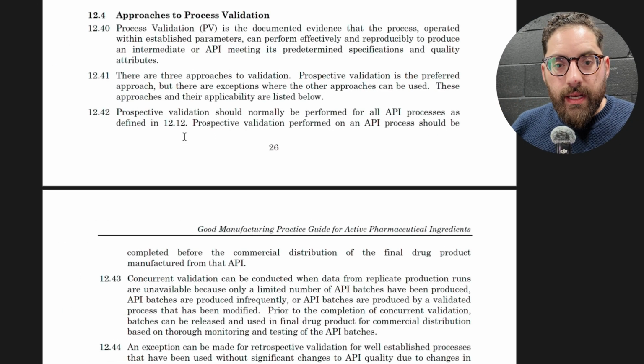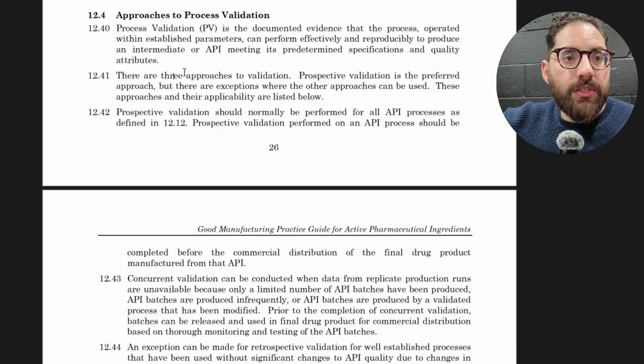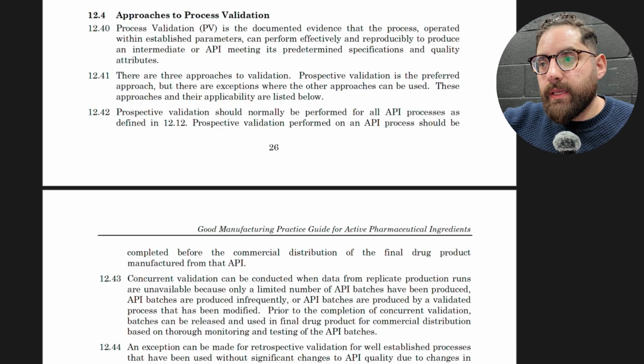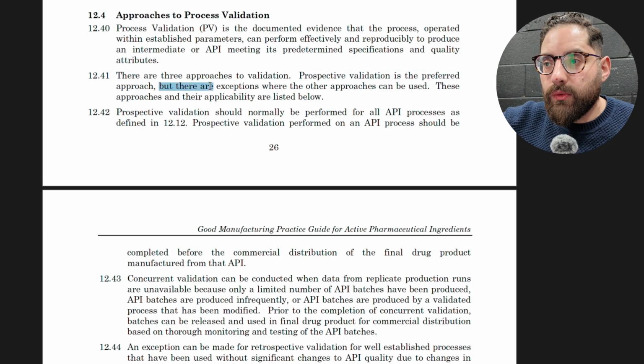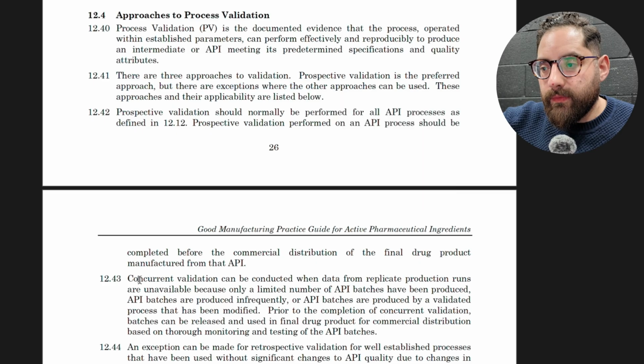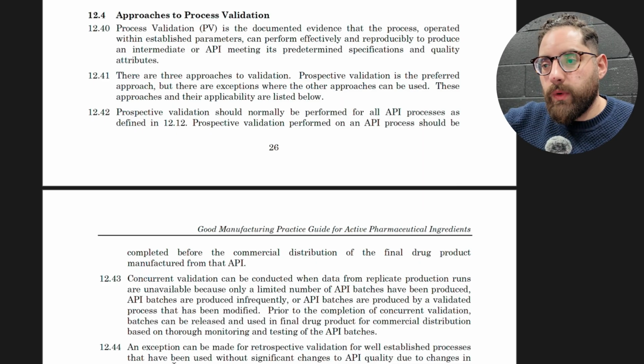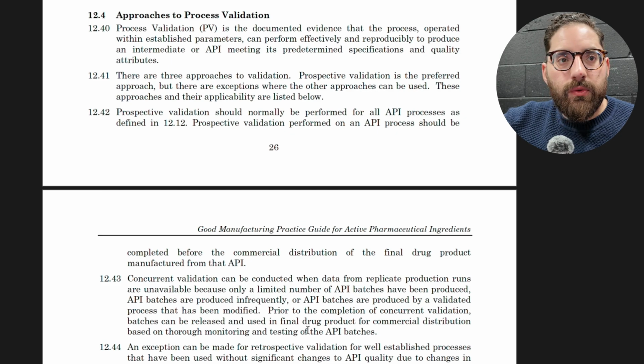The next section that I think is really important is around the different approaches for process validation. Prospective is the preferred validation approach, but there are also other approaches that can be used, like concurrent or retrospective validation. And it highlights some of the situations where those may be used.